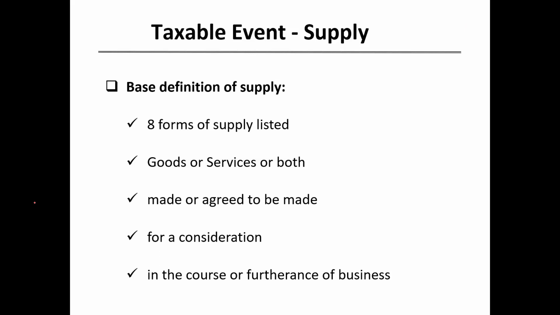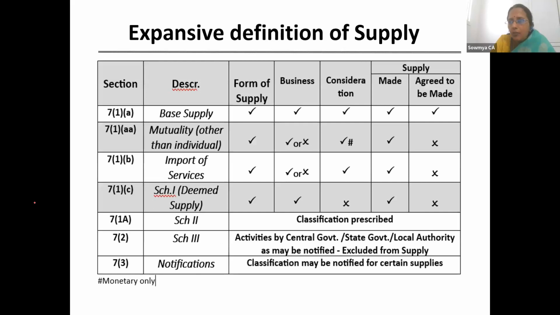Yeah. So we move to the expansive definition of supply, where 7(1)(a) says a base supply, which has the 8 forms of supply for business purpose, where there is consideration made or agreed to be made. So I made a chart so that it becomes easy for us to understand. So the first line is what I covered in the previous slide.